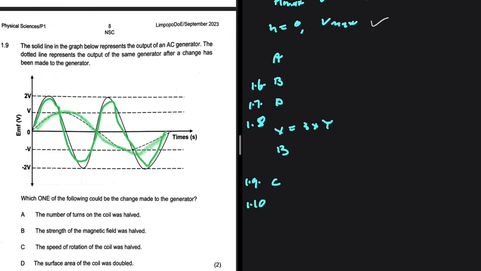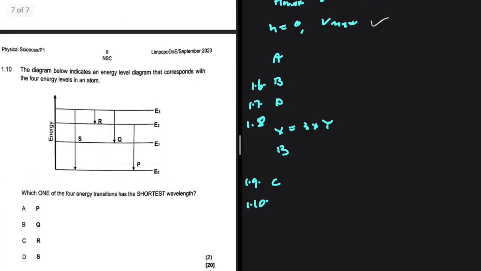And 1.10, the diagram below indicates an energy level diagram that corresponds with the 4 energy levels in an atom. Which one of the 4 energy transitions has the shortest wavelength? Shortest wavelength or highest frequency. The higher the frequency, the higher the energy. So option D.